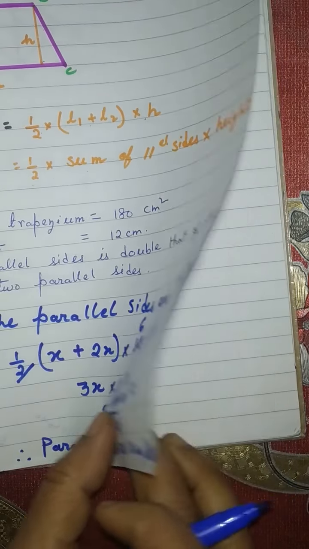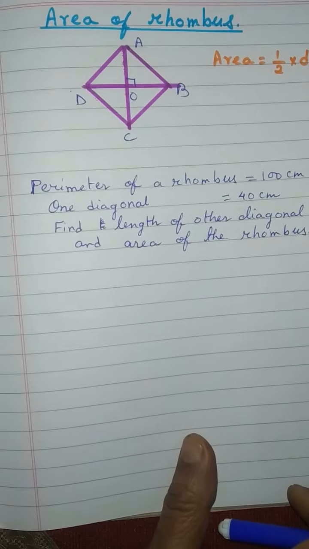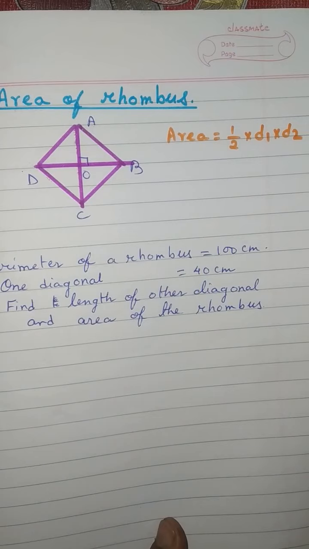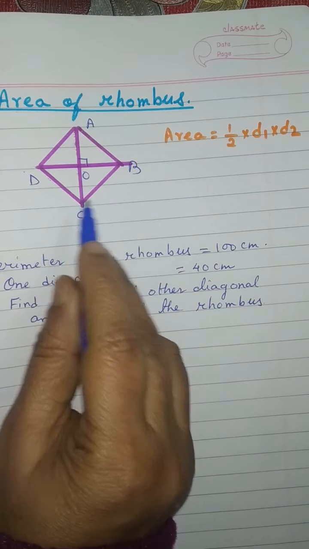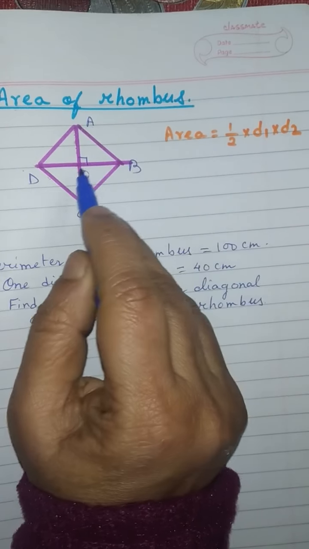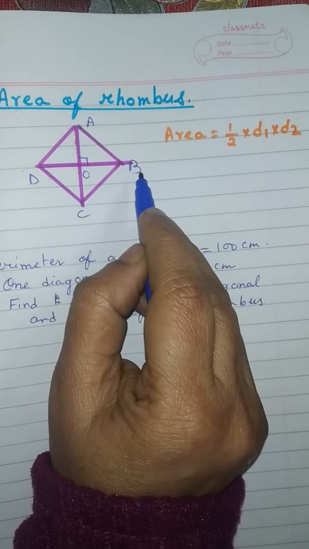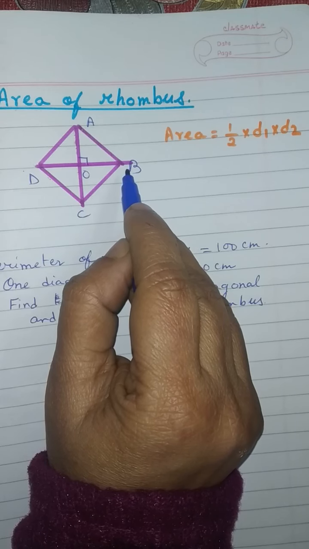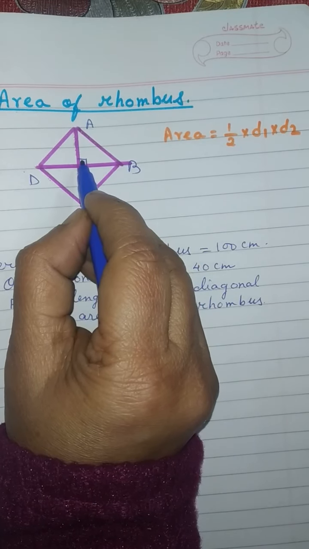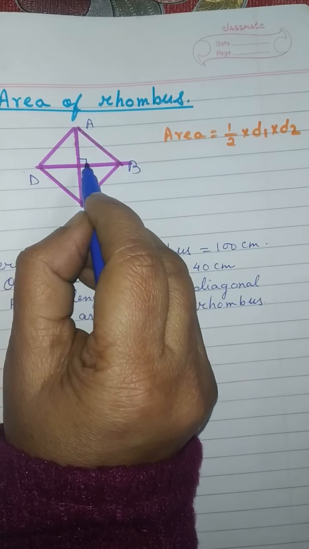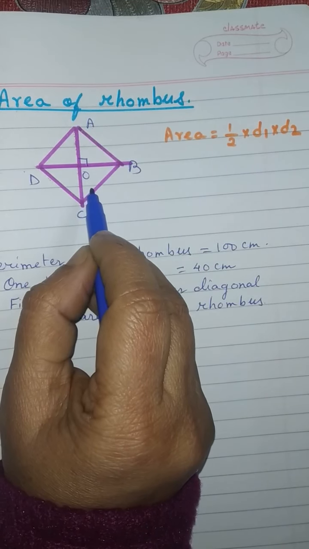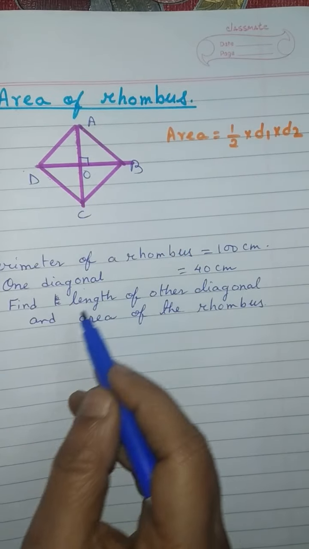Now we consider another question where area of rhombus is required. Area of rhombus is half into d1 into d2, where d1 and d2 are the diagonals. Diagonals AC and BD are the diagonals. We know that in a rhombus, all the sides are equal and the diagonals are perpendicular to each other. So in this figure, angle O is equal to 90 degree and all the sides are equal. So with the help of this property and this formula, we solve another question.